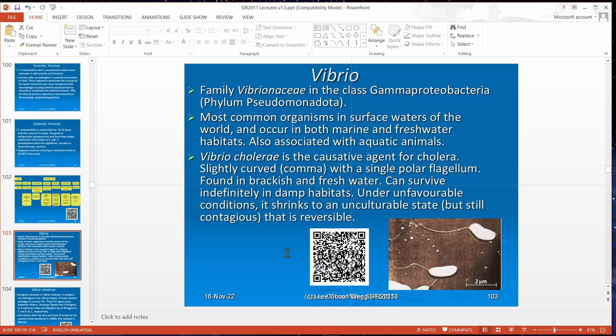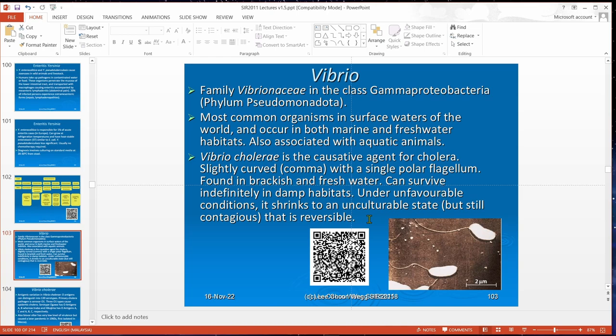So brackish water is water in between seawater and fresh water. Salinity, the saltiness of it, is in between. So Vibrio cholerae, mostly fresh water and brackish water. But the other Vibrios, most of them are marine water, okay? Seawater. It is slightly curved. It is a comma shape with a single polar flagellum.